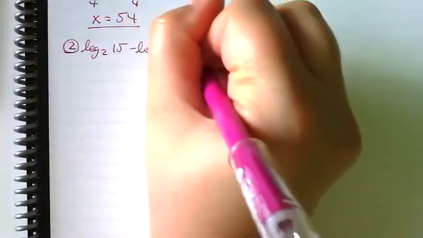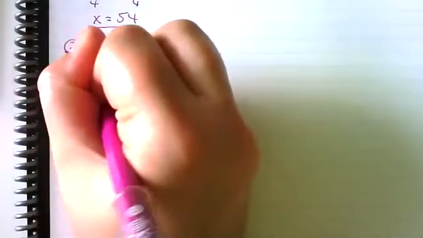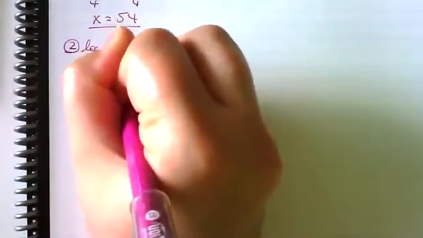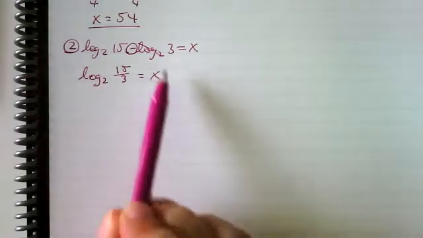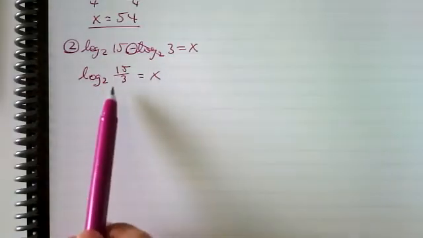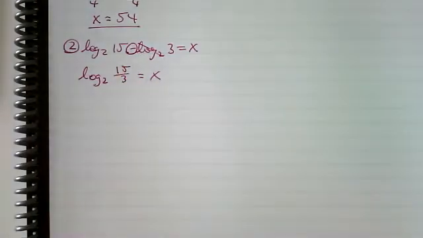So I've got log base 2 of 15 minus log base 2 of 3 equals x. Okay, so again, first thing I want to do is combine. And remember, subtraction turns into division. So I've got log base 2 of 15 divided by 3 equals x. And remember, we want to solve for x, right? So this is already equal to x, so I don't have to rewrite this, because if I rewrote it, it would be 2 to the x equals 15 over 3, and that's not something that I can easily solve.